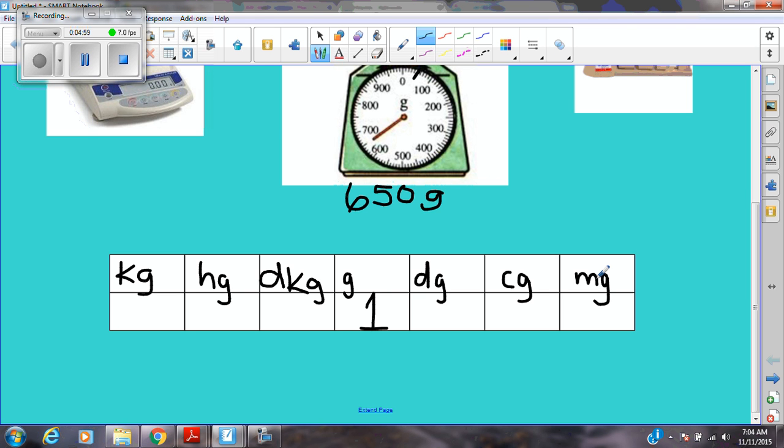So that's looking at scales, and that's giving you a little bit more feel for what mass measurement is and the units.